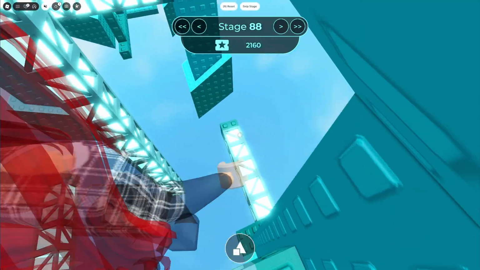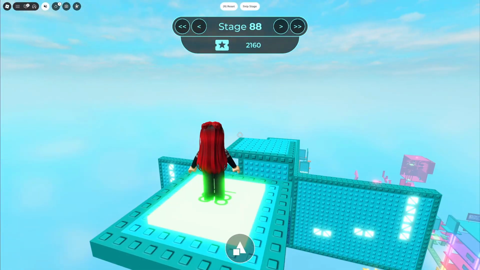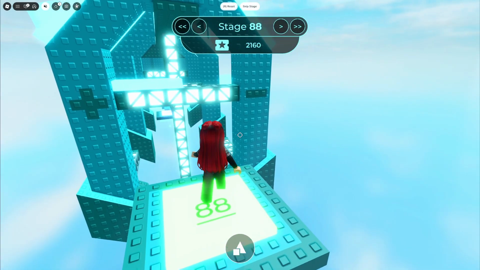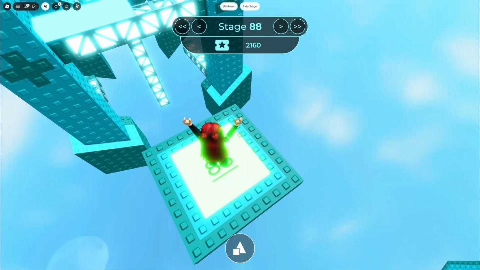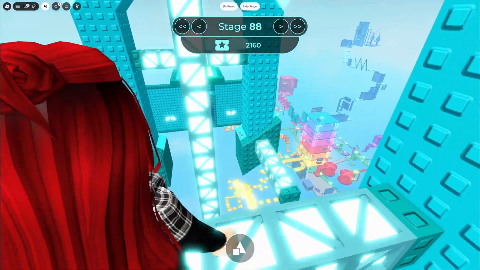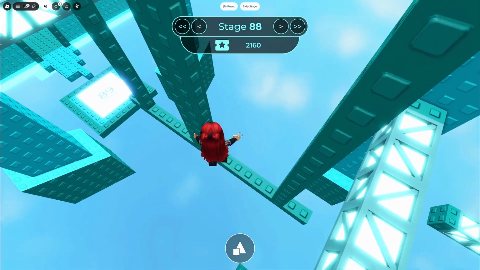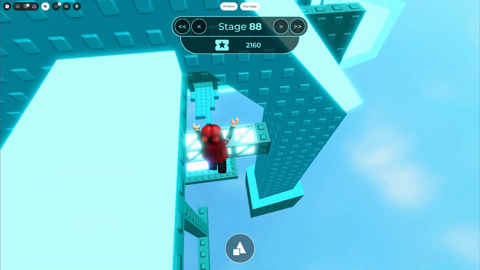Go up, and then down. Do this little shindig. Nope. And I pressed the reset button for no reason. Why did I do that to myself? I'll do that. There we go. Ooh. There's that.